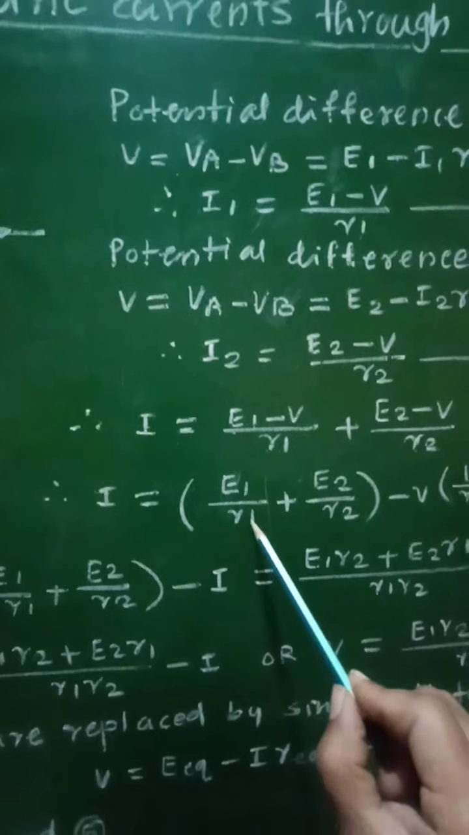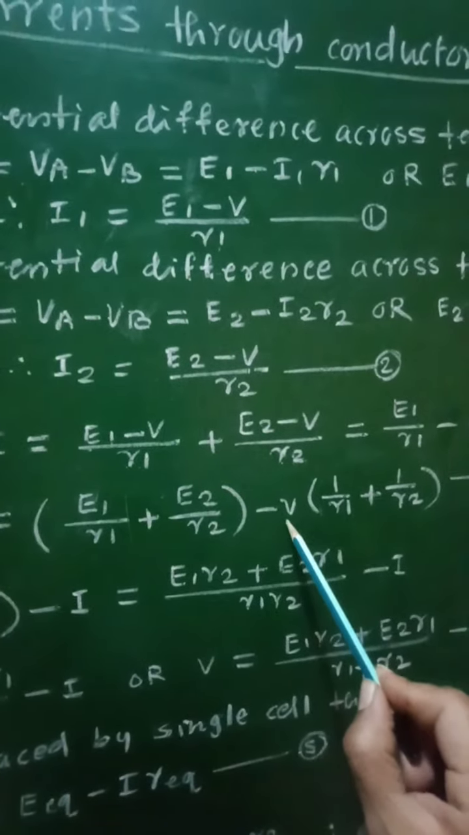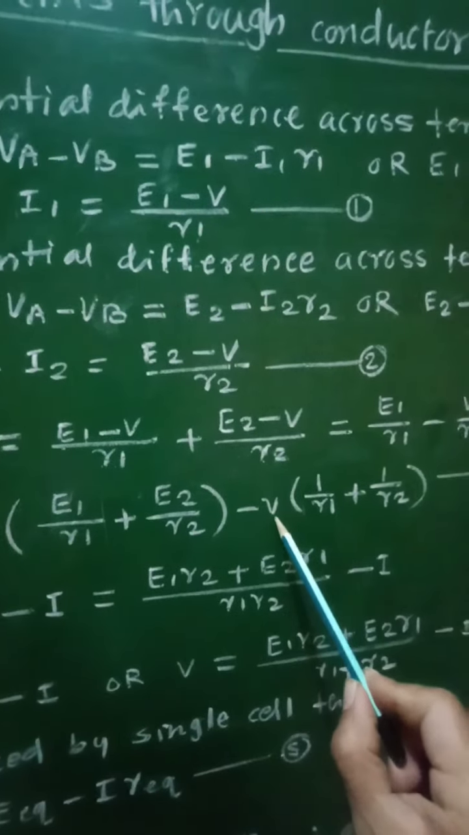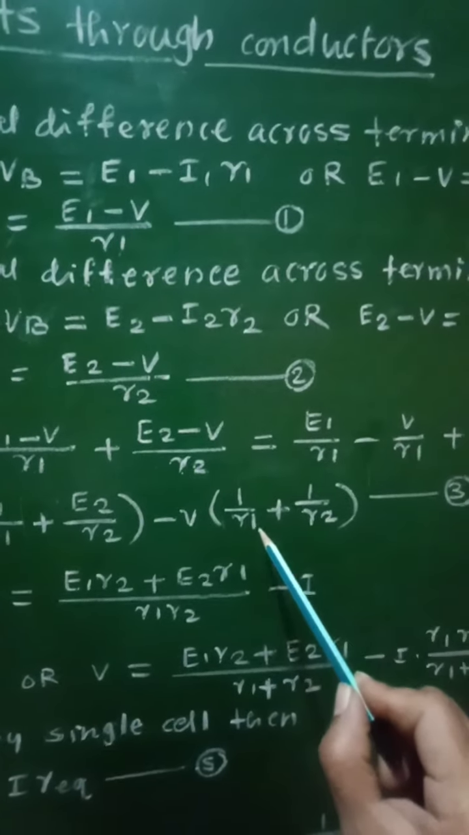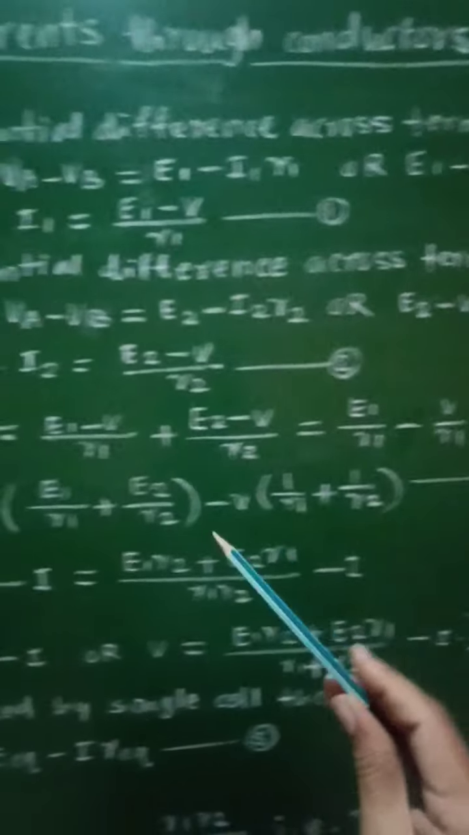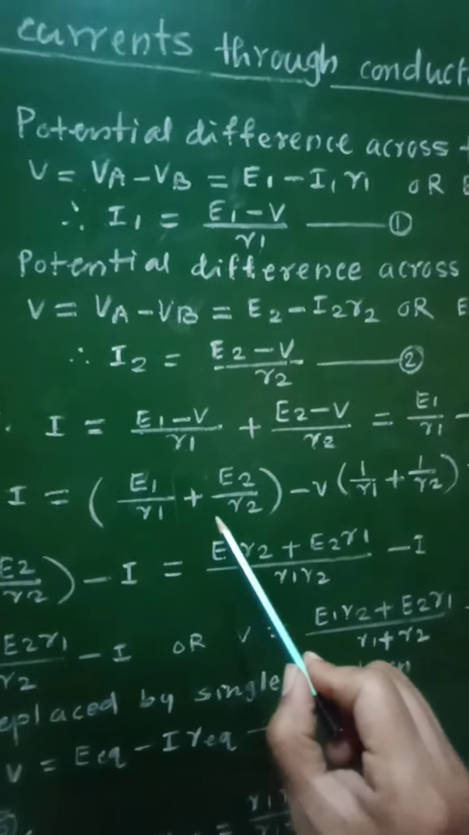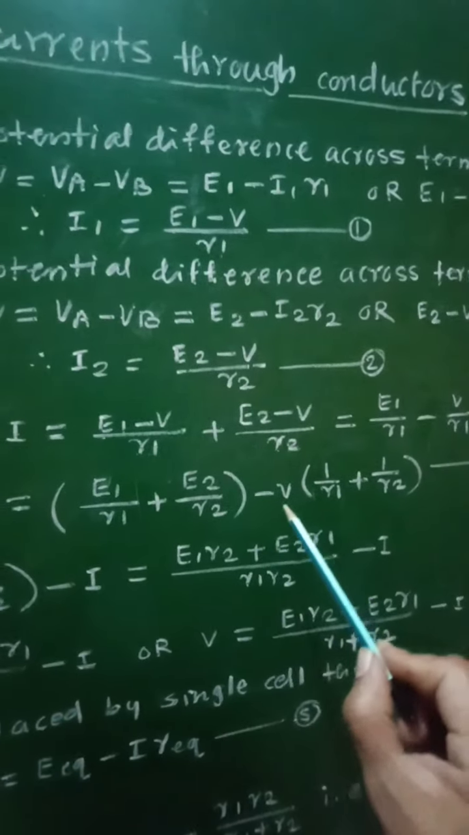Now, taking together the terms of E1 and E2 and phi, we can write current I equal to E1 upon R1 plus E2 upon R2 minus phi, taken common, into 1 upon R1 plus 1 upon R2, equation number 3. So this third equation gives the total current I flowing through the parallel combination of the cells.